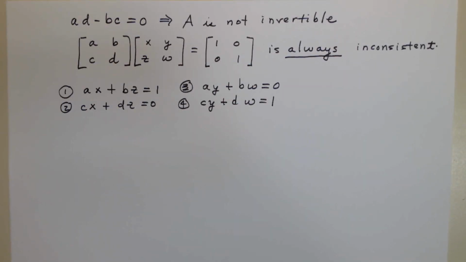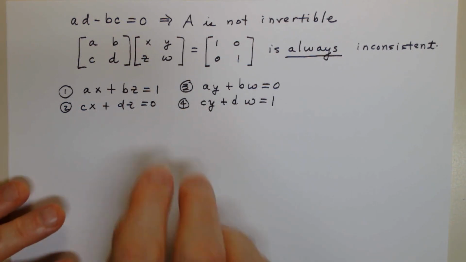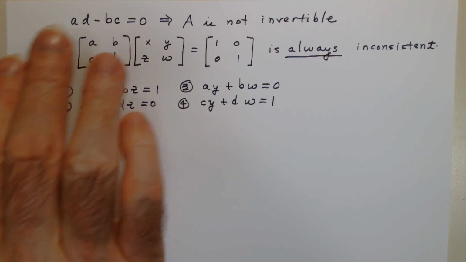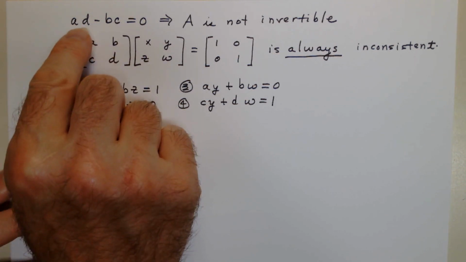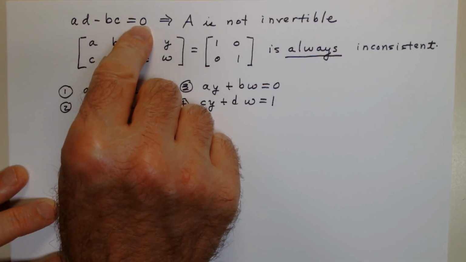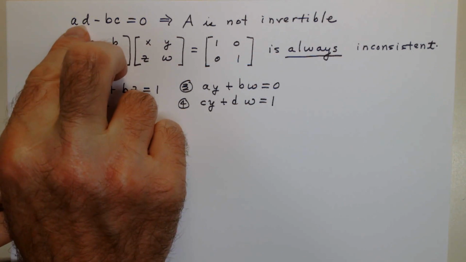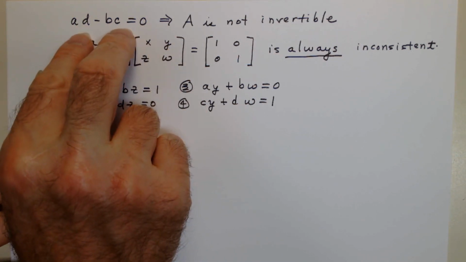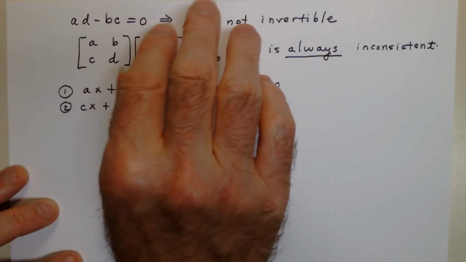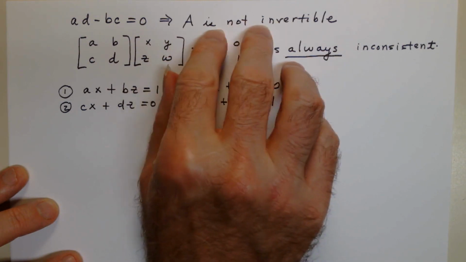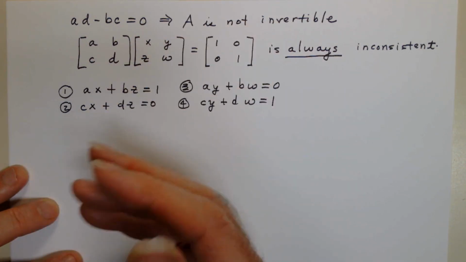And now we have to show the second half of theorem 3.8. And I've already front-loaded this a little bit just to save us a little bit of time here under the document camera. But the assumption in the second half of theorem 3.8 is that this determinant is equal to 0. And we have to show that whenever this is the case, when AD minus BC is equal to 0, that implies that A is not invertible.